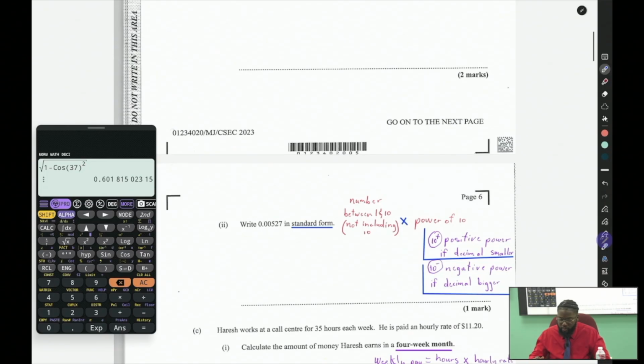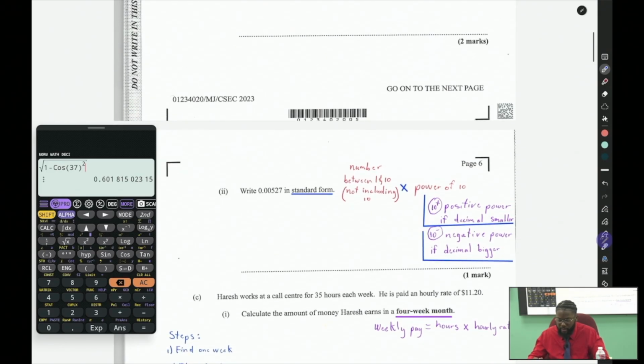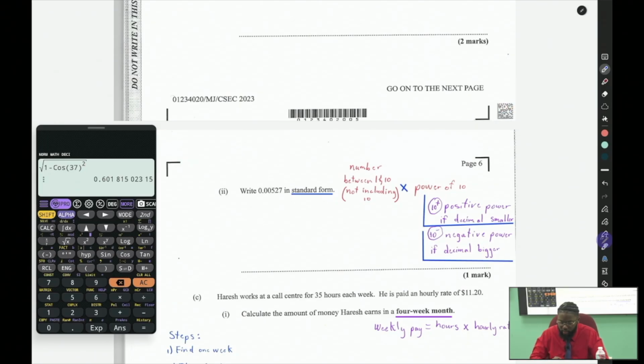So write 0.00527 in standard form. So when we write numbers in standard form, we tend to write it in a multiplication form, where the first number is going to be between 1 and 10, which is not including 10. And then right after the multiplication sign is going to be a power of 10. So let's move the decimal point, because currently we have a number that is not between 1 and 10. So we need to move the decimal point until we get a number between 1 and 10.